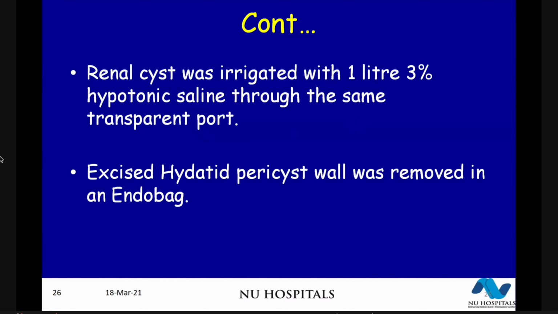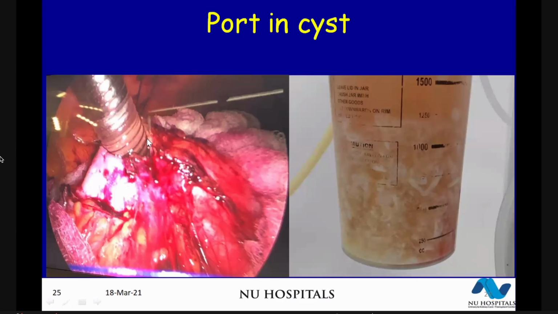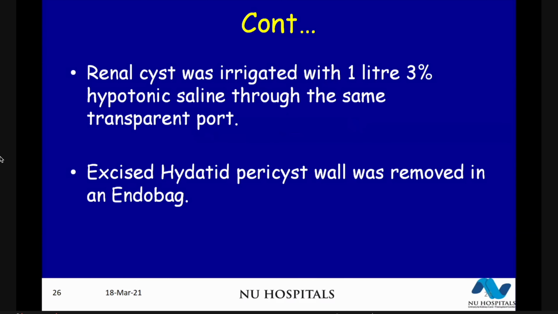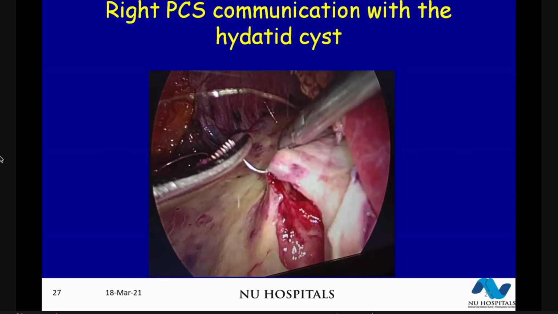We did 5 cycles, therefore irrigating about 1 liter of hypertonic saline through the same transparent port. The transparent port lets us see the contents coming out, plus the pneumoperitoneum was maintained while we were suctioning the aspiration of the contents. Then later we excised the hydatid cyst, which was freely available and was removed in an endo bag.